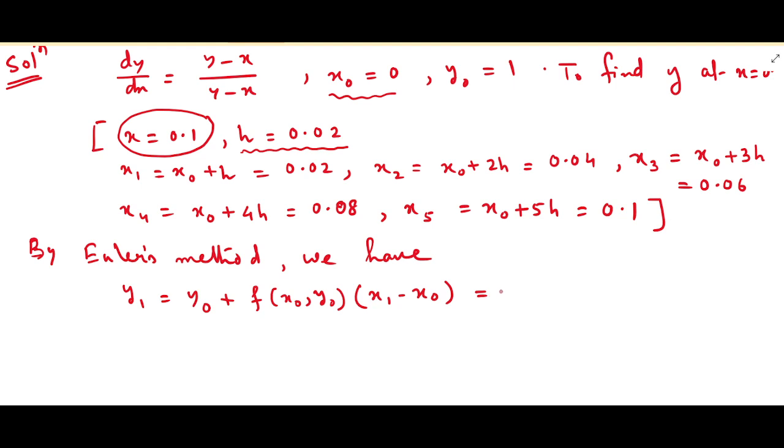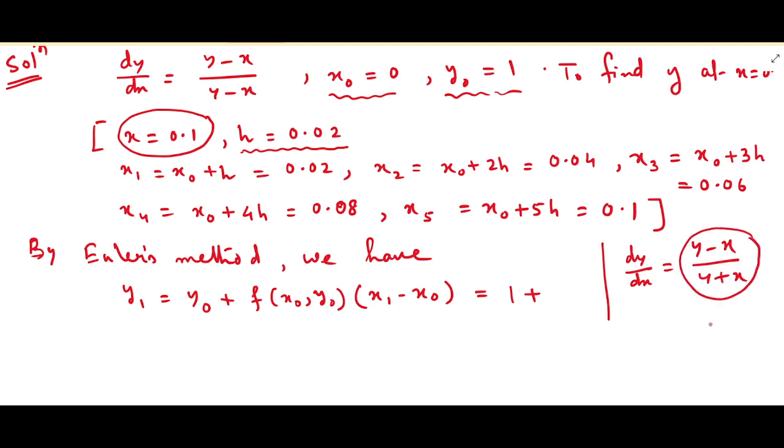Now y naught. y naught is given in the question. You see our y naught is 1. Then f of x naught comma y naught. Where do we find f of x naught comma y naught from? What is the equation? Our equation is dy by dx equals y minus x divided by y plus x. So this right hand side term is our f of x comma y. So what will be our f of x naught comma y naught?